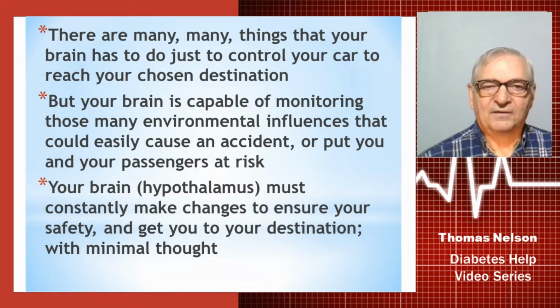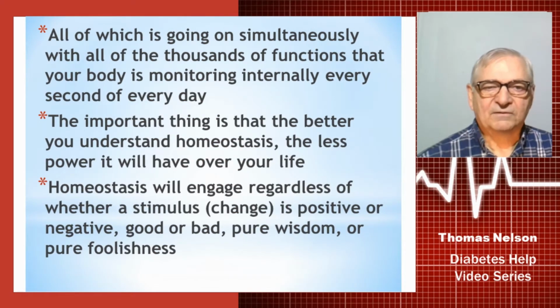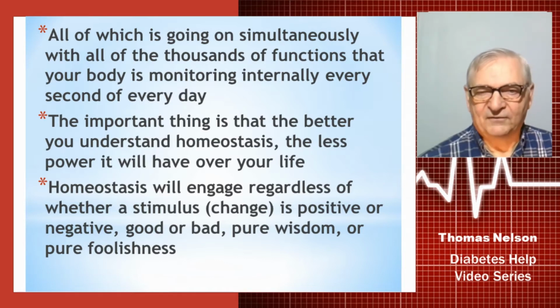So there are many, many other things that your brain has to do just to control your car and reach the destination. But your brain is capable of monitoring those many environmental influences that you could easily cause an accident or put you or your passengers at risk. So your brain, your hypothalamus, must constantly make changes to ensure your safety, to get you to your destination with minimal effort and thought. So all of which is going to simultaneously go on with all of the thousands of functions that your body is already monitoring internally every fraction of every second of every minute of every day.